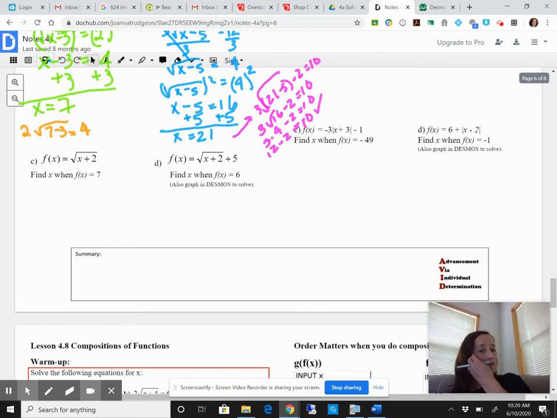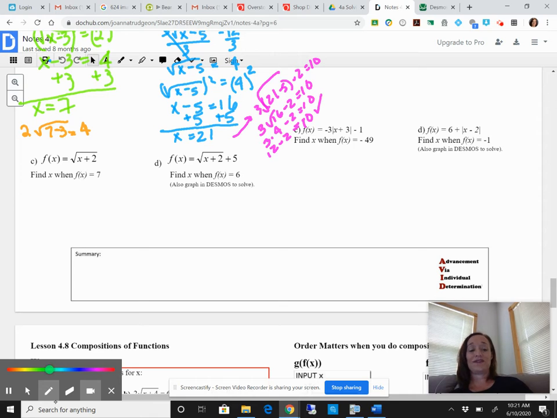This one, I believe, we'll do it graphically. In fact, I will do D with you because it's a little bit more complicated, and then you'll do C after we do D together.